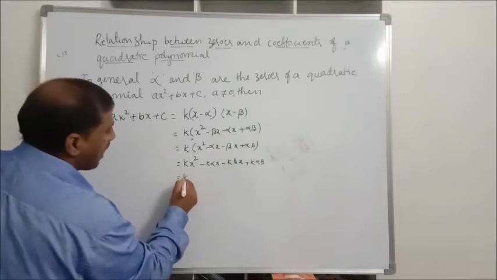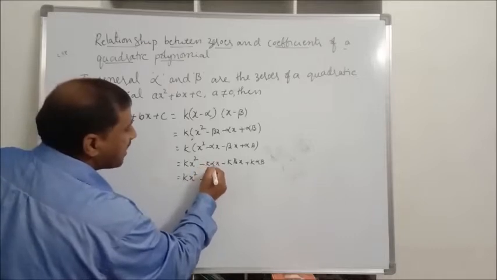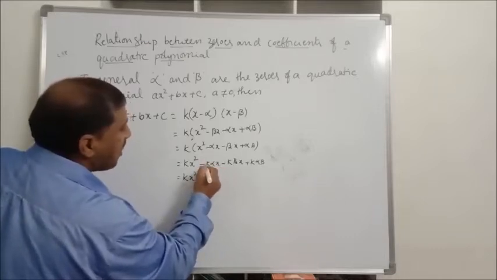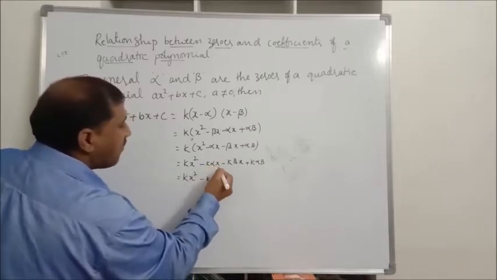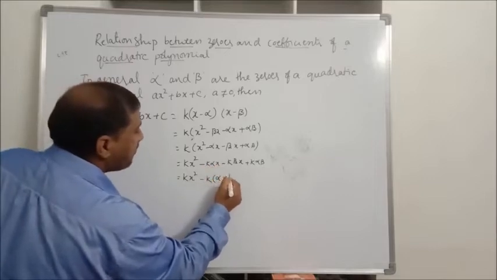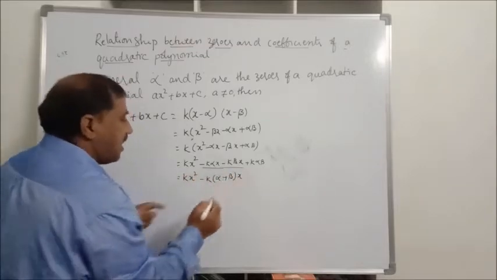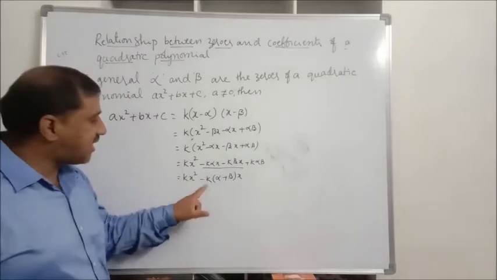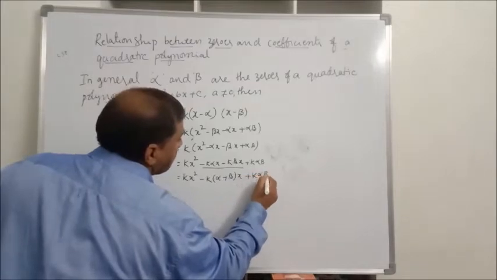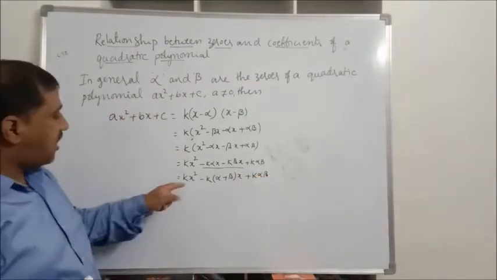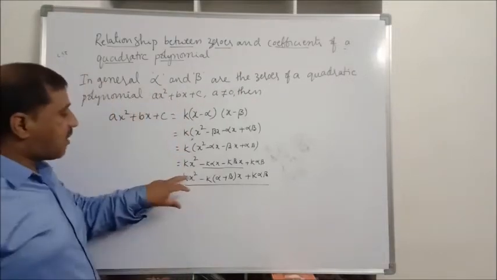Now that is equal to kx square, and minus kx is common in the two middle terms, so taking minus k and x common, what is left is alpha plus beta. So we get kx square minus k into alpha plus beta into x plus k into alpha beta. Again we got a quadratic polynomial with variable x and power 2.